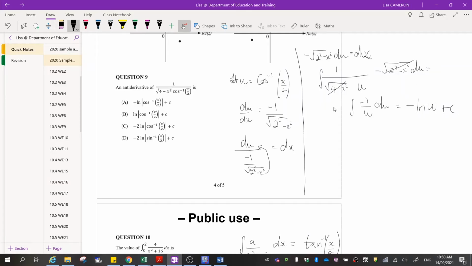Don't forget the plus c. Now the last thing that I need to do is replace this with this, so that now it's no longer in terms of u. Minus ln cos, or arc cos, plus 1, just like that. Now you'll see that that relates to A as our answer, so that's how we know that that's our answer.